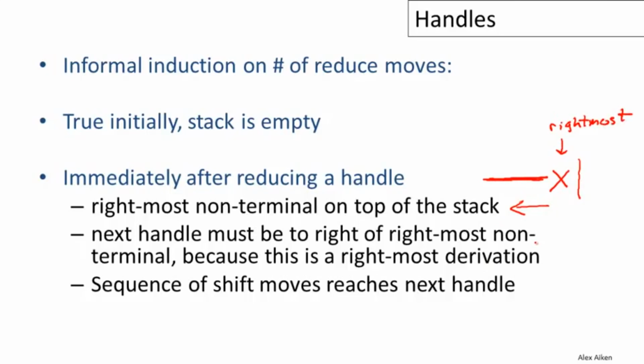And since this is a rightmost derivation, that means that the next handle has to be somewhere to the right. Possibly it includes some of this stuff, but it's either right here at the current focus point or it's to the right, because we can't be doing any reductions to the left of the rightmost non-terminal. And so it's going to require a sequence of shift moves to reach the next handle. So once we have this non-terminal on top of the stack, it is by definition the rightmost non-terminal, and so the next handle has to be somewhere to the right of that.